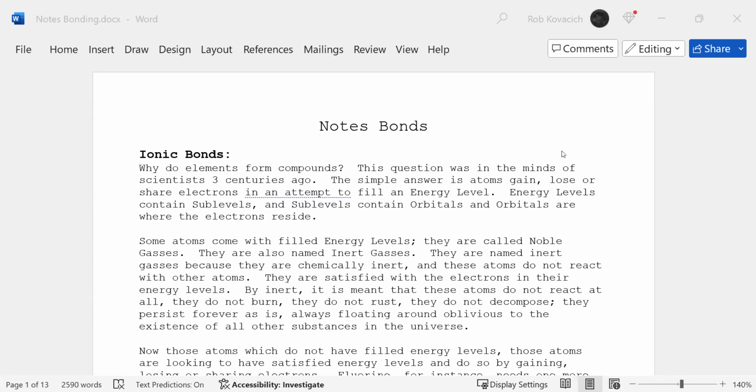Okay, I'm going to go over the bonding notes. So we'll go ahead and start off with ionic bonds. Why do elements form compounds?